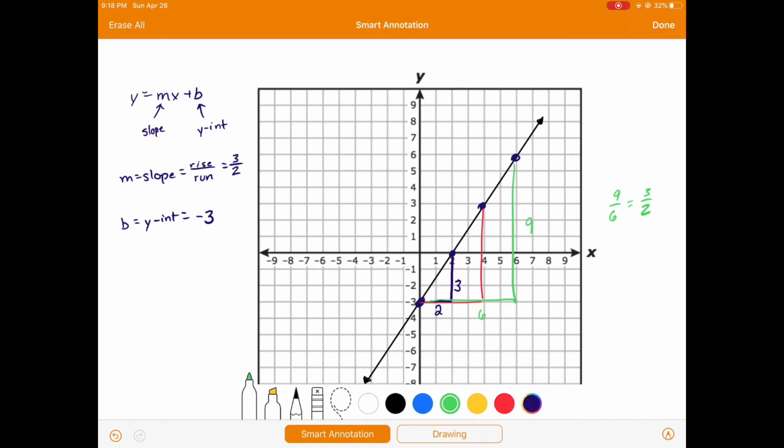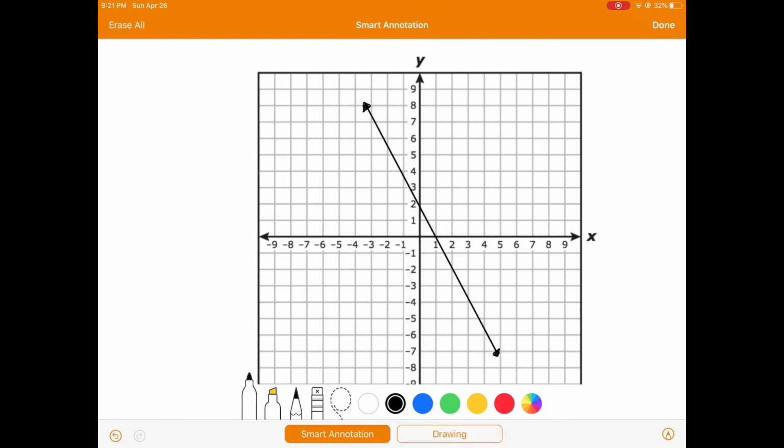And then I can plug my m and my b into my slope-intercept form to find the equation of the line. So if my slope is 3/2, I have y = 3/2x - 3, which was my intercept. And that's all I really have to do. Now let's do another example just to really hammer home the point.